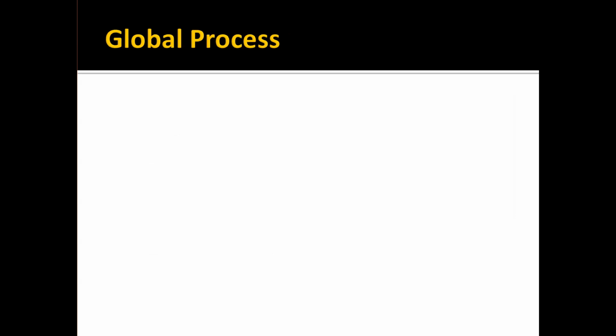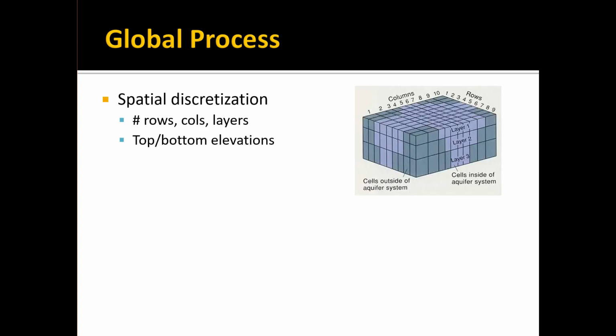So the global process, this is one of the main processes that is used no matter which set of packages you're using. And one component of the global process is the spatial discretization. So basically the definition of your grid, the number of rows, columns, and layers, the thicknesses of those rows and columns, and the top and bottom elevation for each cell, or the thickness of each cell. So the grid configuration and geometry are defined as part of the global process.